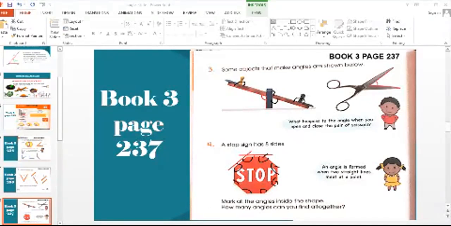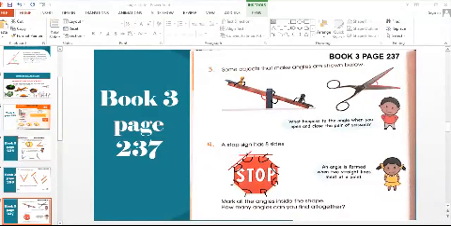Sides are represented by using corners. You can see that one. Let me point out the sides: 1, 2, 3, 4, 5, 6, 7, 8. So see how many sides and angles there are? There are 8 sides and 8 angles.